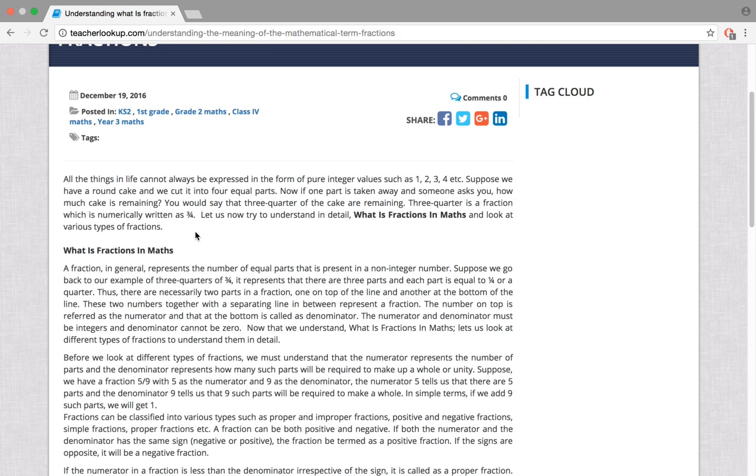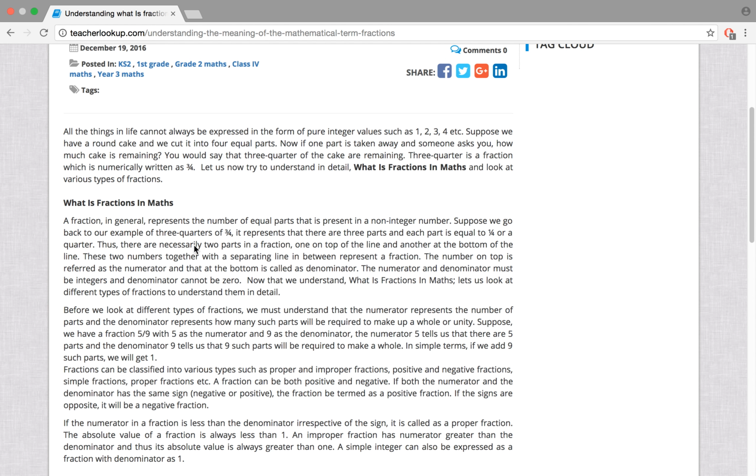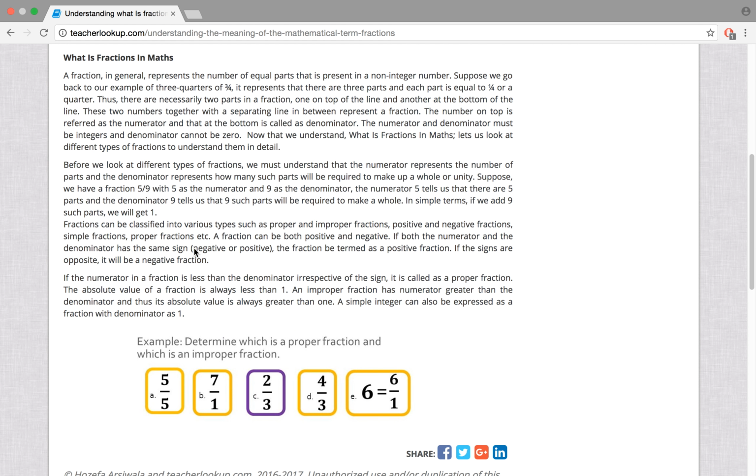3/4 is a fraction which is numerically written as 3 over 4. Let us now try to understand this in a bit more detail. So, what is a fraction in maths? A fraction in general represents the number of equal parts that is present in a non-integer number.